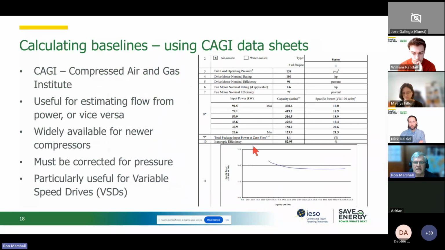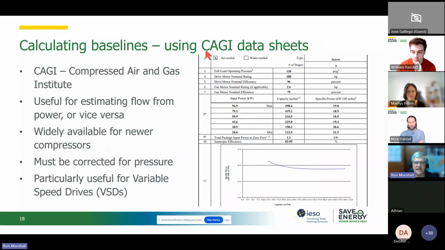All right, one really nice set of resources for estimating power, especially, and this particular sheet is from a variable speed drive compressor, is the Compressed Air and Gas Institute, CAGI. I'm going to call it CAGI. That's what I mean when I say CAGI sheets.